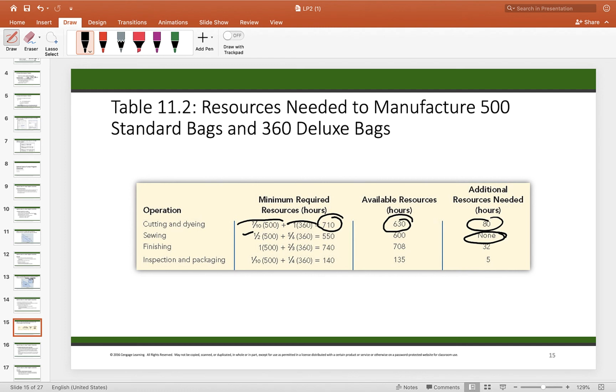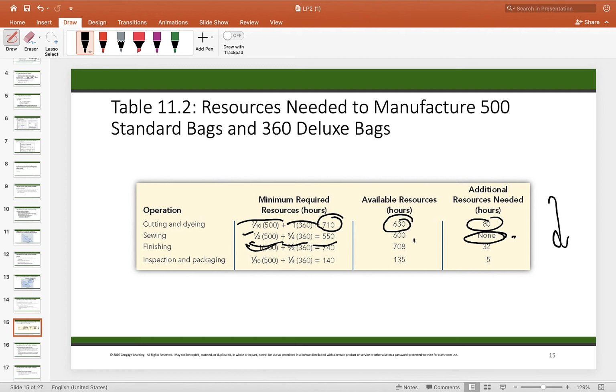It takes half an hour to sew each of the standard bags. It takes 5/6 of an hour for each of the deluxe bags. So the total amount of time to make that new requirement is 550 hours. They already have 600, so they don't need any additional resource.